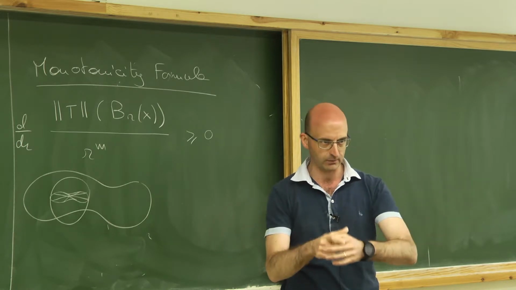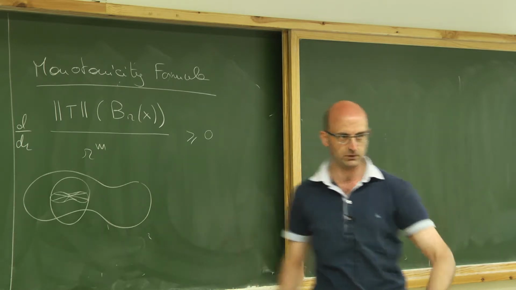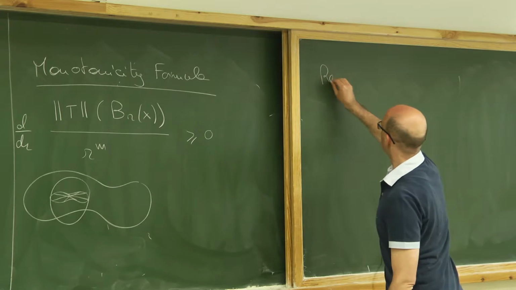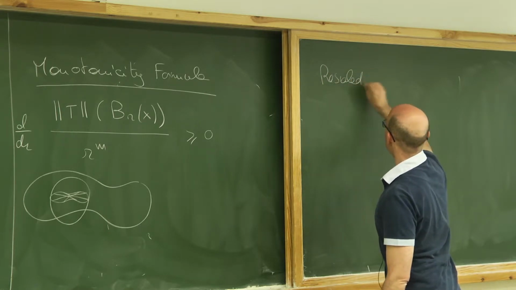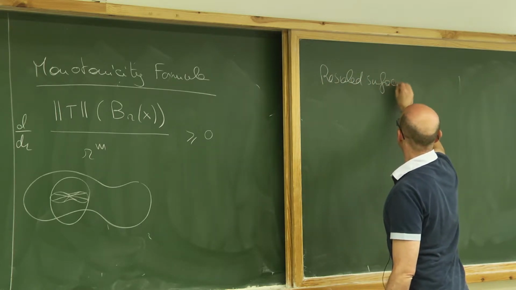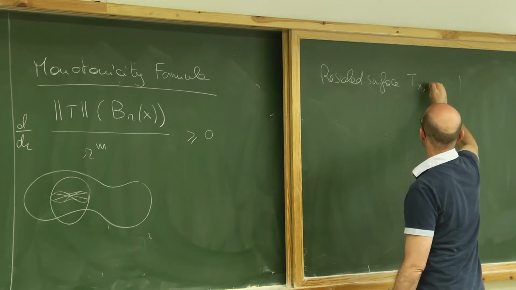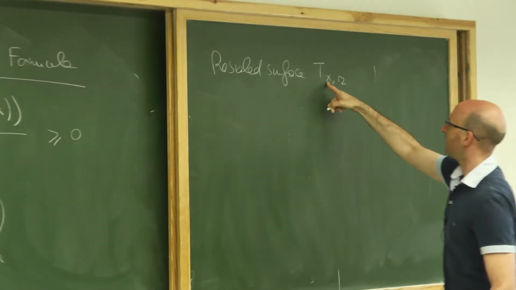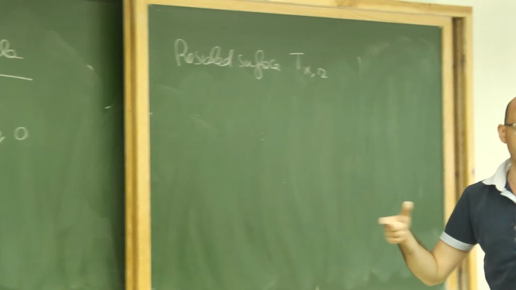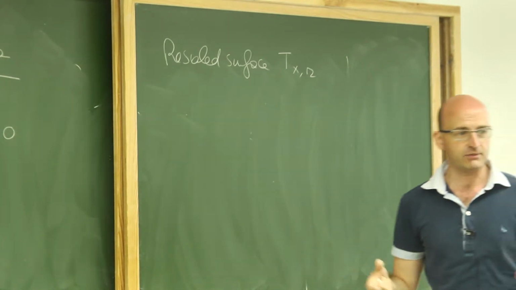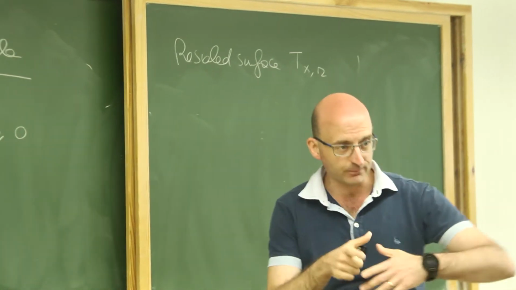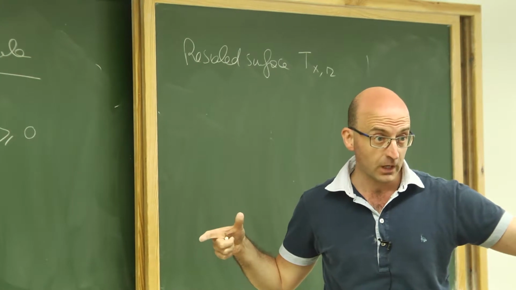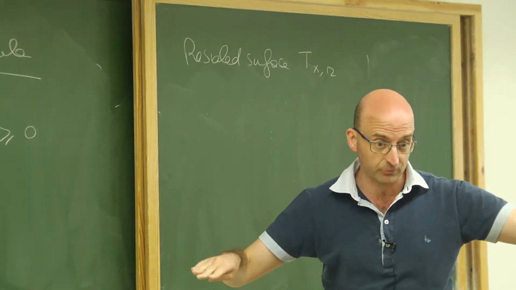Okay, so you rescale the ball of radius r to the ball of radius 1. The rescaled surface will be called p_{x,r}. So this means I fix the point x, I move it to the origin, and then I rescale by a factor 1 over r. If I am at a smooth point and I'm doing the zooming, of course in the limit I will just find the tangent plane.